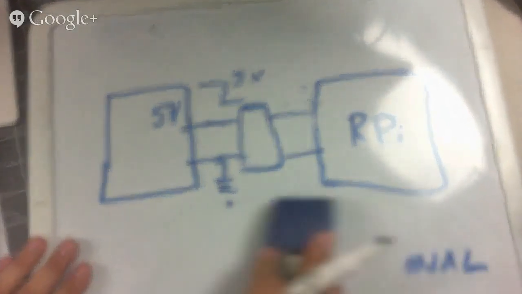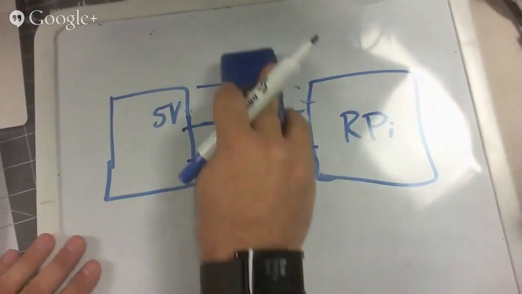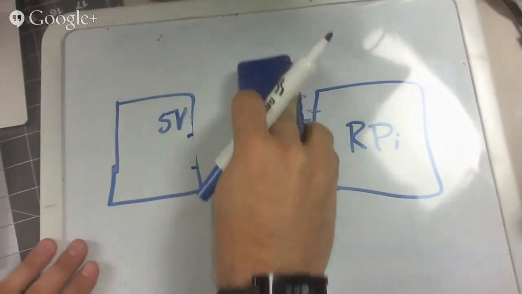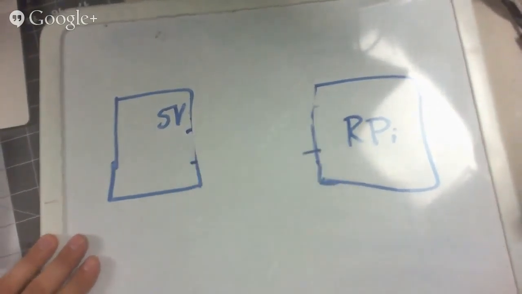Let's say you're quick and dirty, you need something real fast, and you're only concerned about going in one direction.